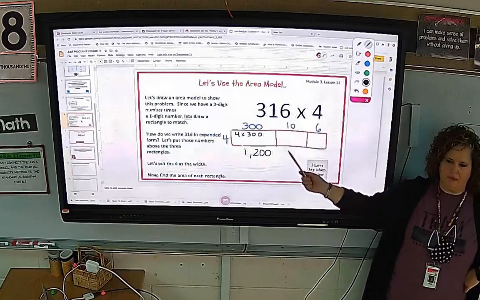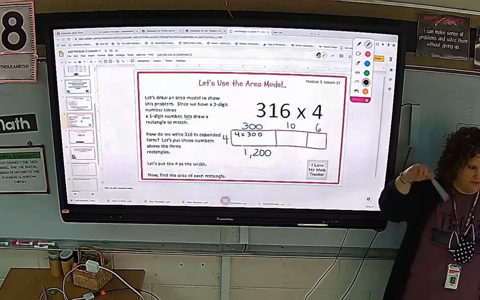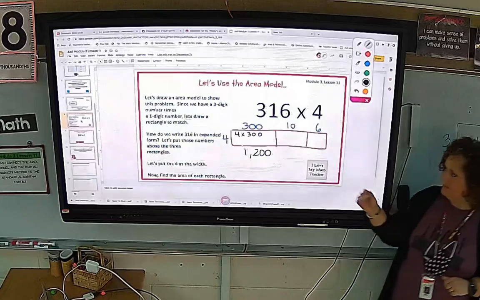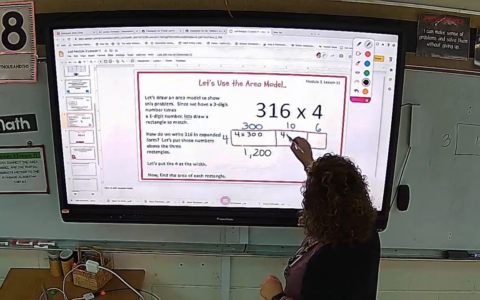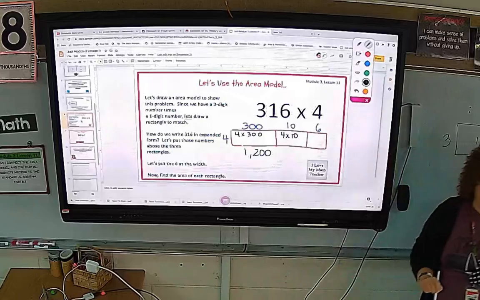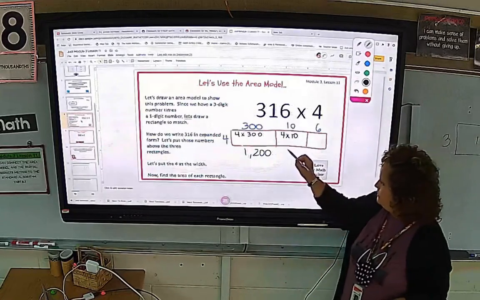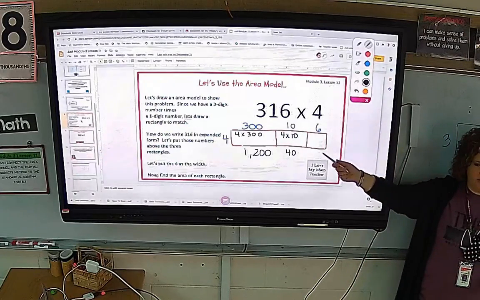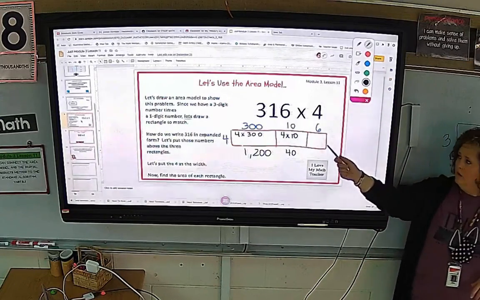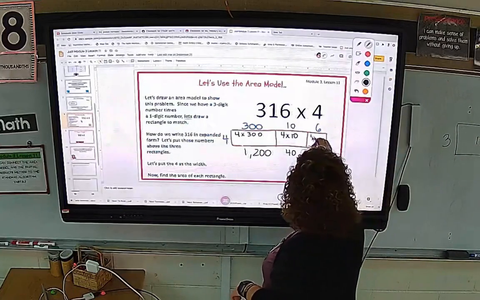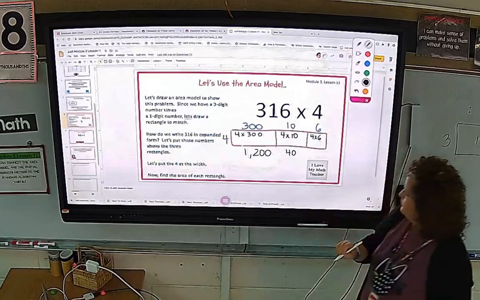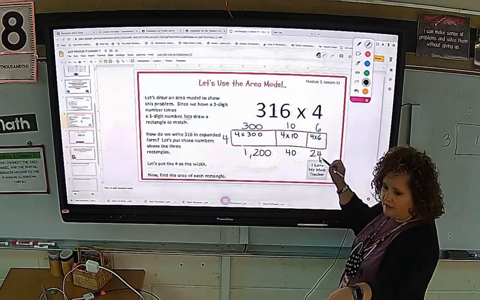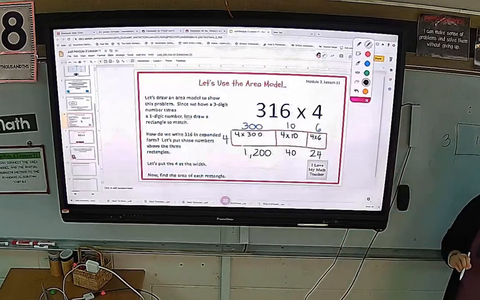What is our math problem right here for this method? Say it loud. 4 times 10. And we know that 4 times 10 is what, everybody? 40. Okay. What would be our math problem right here on the last box? 4 times 6. Which is? 24. Okay, we're all writing this down. Okay, we're all working together right now.